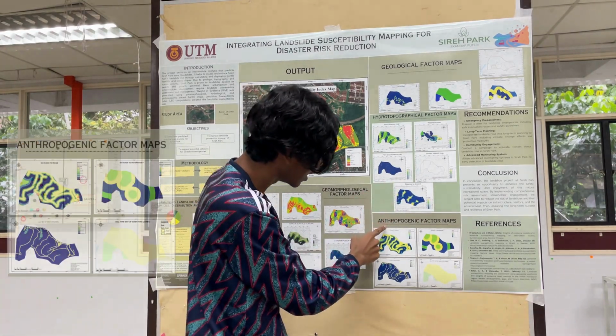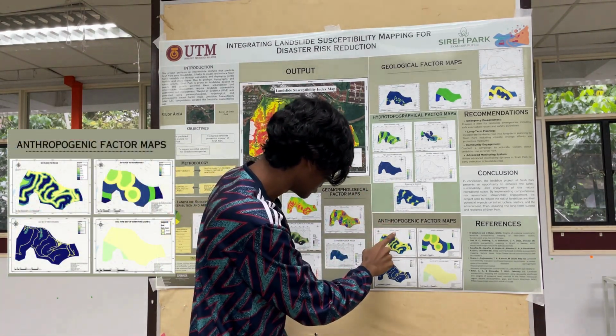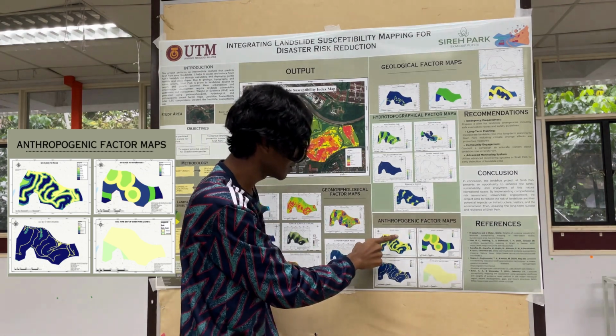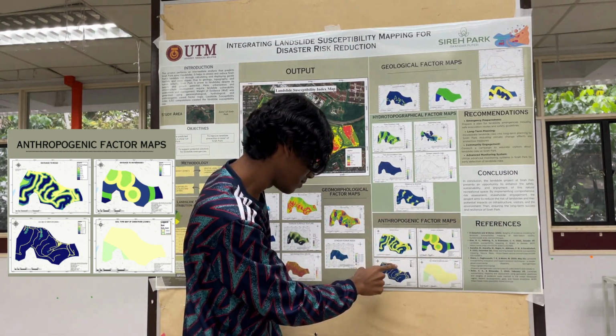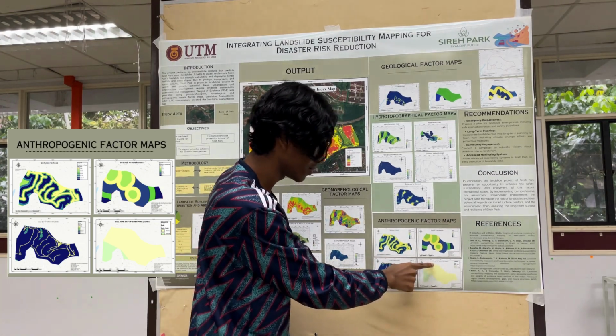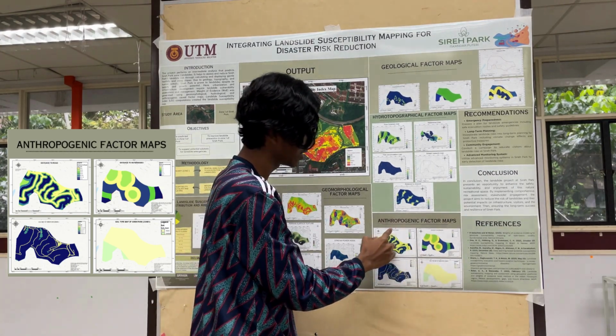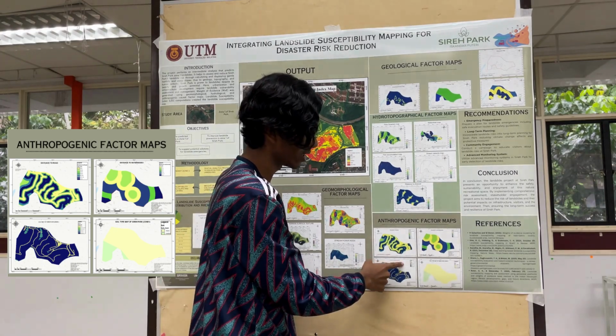The next is anthropogenic factor maps, which are distance to road, distance to water bodies, LULC map, and soil type map of SIREH Park. So basically it explains about land use and land cover.